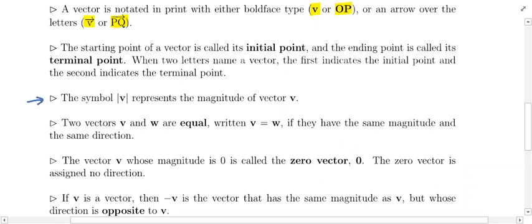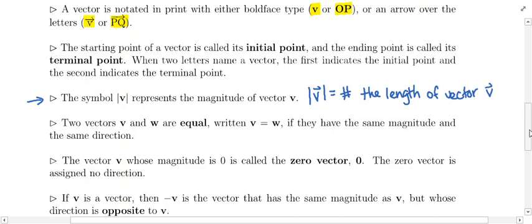The symbol looks like the absolute value of V, but it's not absolute value. It looks like the absolute value symbols though. If you see that, it represents the magnitude of vector V. This is just a number. It is the length of vector V. We will eventually talk about how to compute that, but that's what that symbolism means.